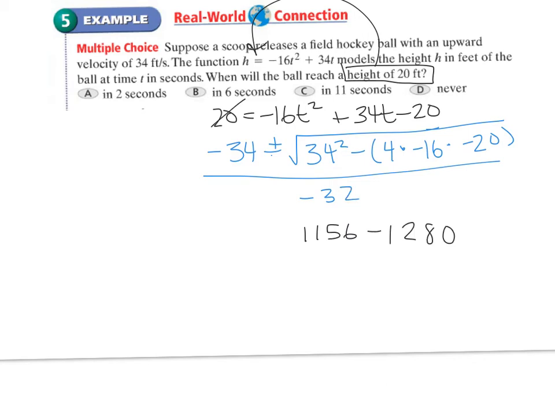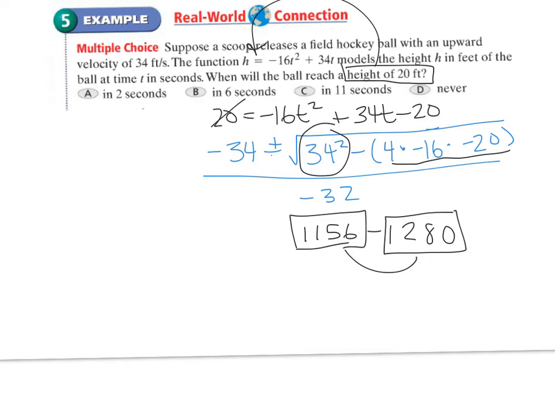So I calculated 34 squared was 1156. Then I calculated 4 times negative 16 times negative 20, and I got positive 1280. So if I subtract these, I'm going to get a negative underneath the square root. I'm going to have the square root of a negative number, which means it's an imaginary number, which means that there's no real answer to it.